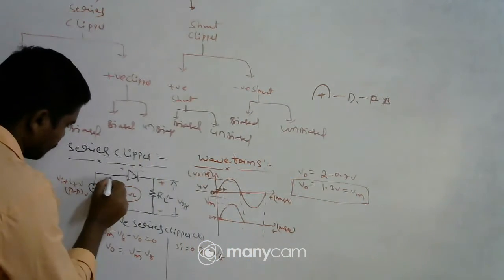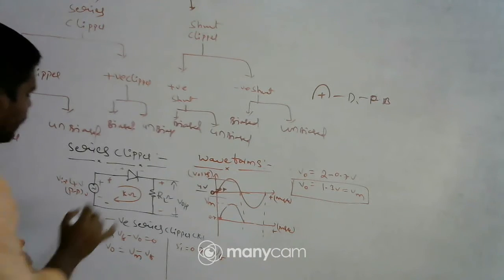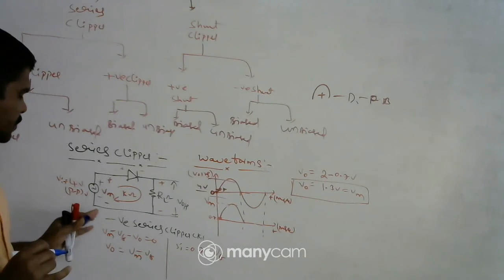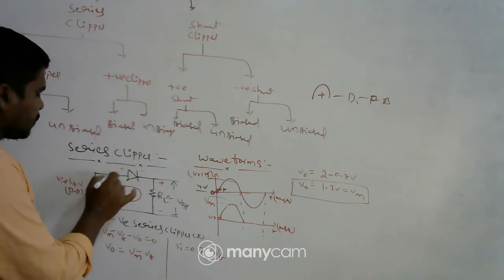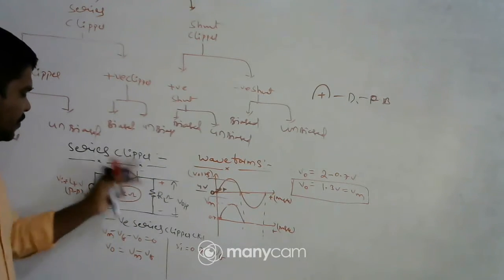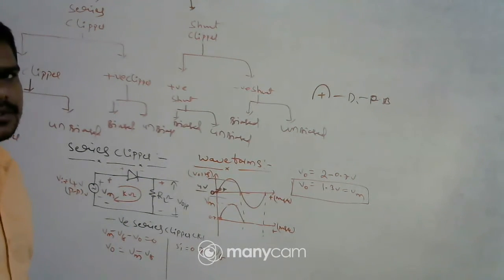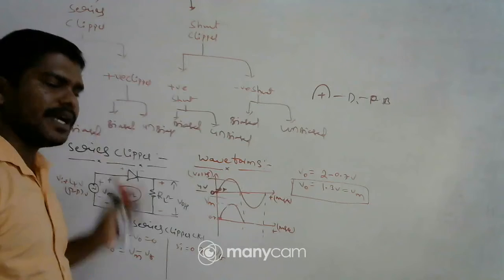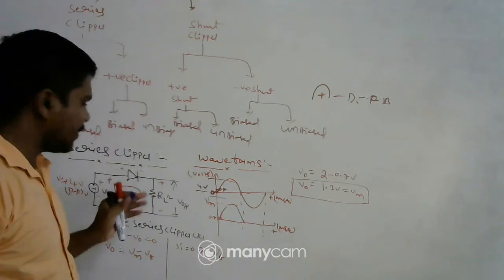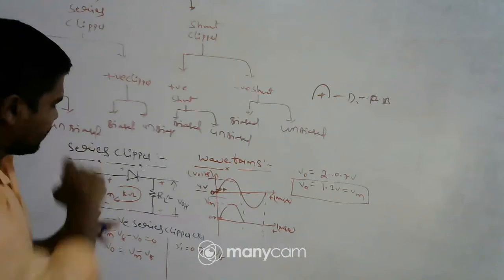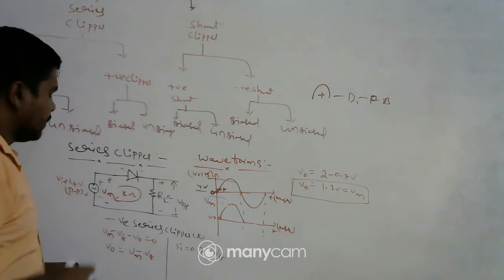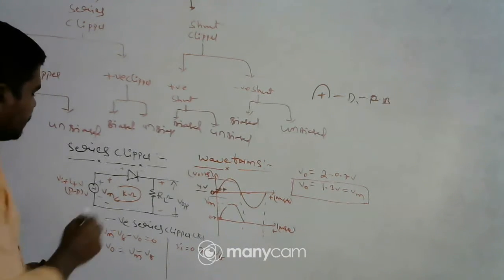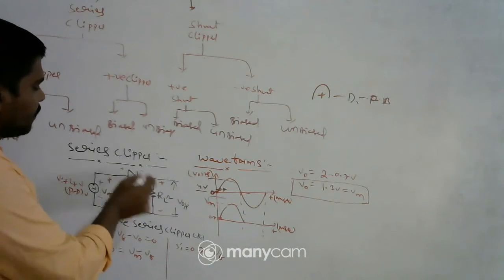Polarity is positive and negative, and the given input signal is Vm. We are giving the positive amplitude Vm, so positive is connected to the P region and negative is connected to the N region. This is called the diode in forward bias. Forward bias means after 0.7 volts your diode will conduct. In the ideal case we neglect the cutting voltage, but practically we have to consider it. So after 0.7 volts, the diode will conduct.